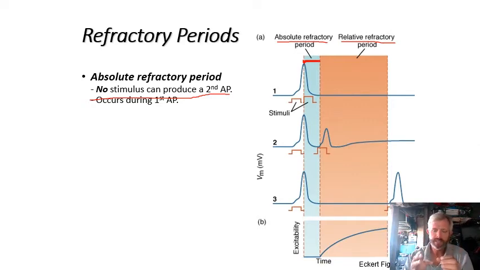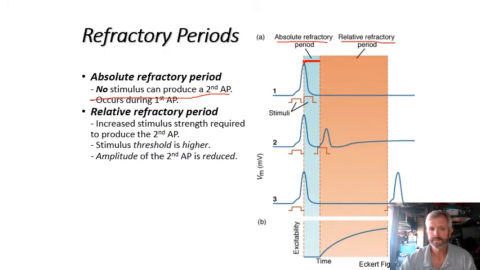Until they are reset, I cannot have a second action potential. So that is the cause of the absolute refractory period: the sodium channels are not reset. I can't open them, so I can't have sodium rush in, and I can't have my depolarization, my action potential.